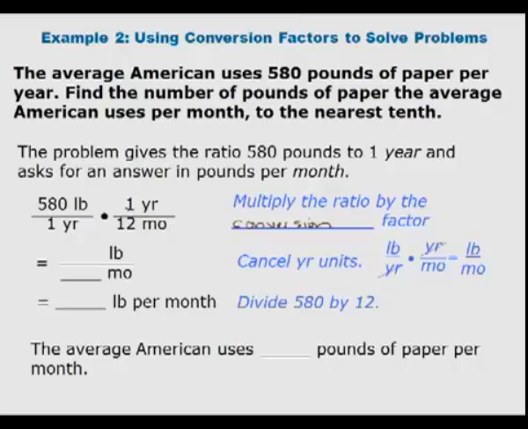1 year and 12 months, as a fraction, if we put these both into months, would be equal to 1. So what's going to happen is this year and this year are going to cancel out. And so we're going to have 580 pounds over 12 months. Notice how the years canceled out, and that left us with pounds per month. And then, of course, it's 580 times 1, and 1 times 12. And then we're going to go ahead and divide this, which equals 48 and 3/10 pounds per month. So the average American uses 48 and 3/10 pounds of paper per month.